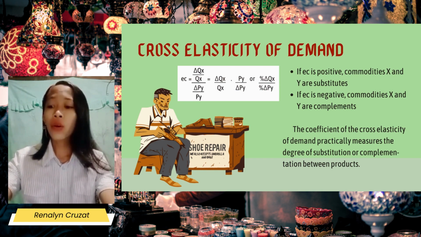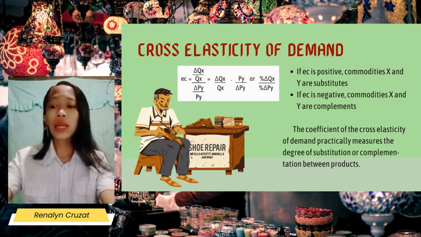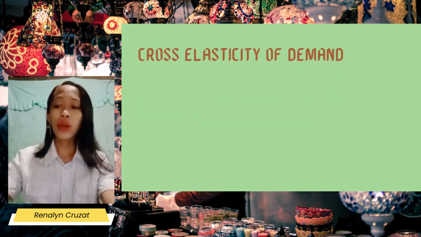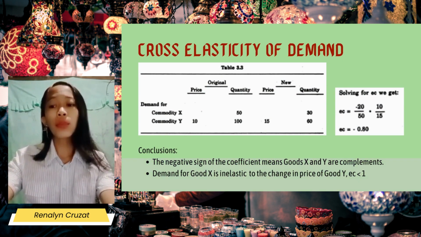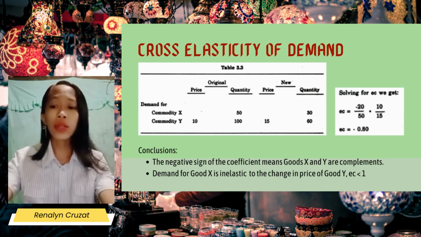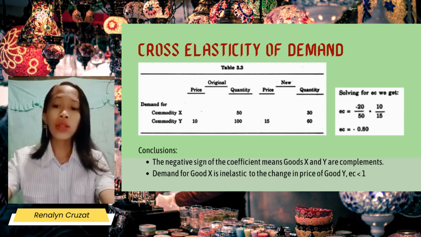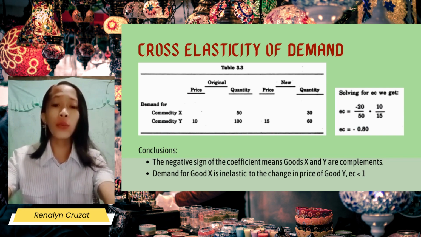The coefficient of the cross-elasticity of demand practically measures the degree of substitution or complementation between products. So, the conclusion is the negative sign of the coefficient means good X and Y are complements. Demand for good X is inelastic to the change in price of good Y. Cross-elasticity is less than 1.